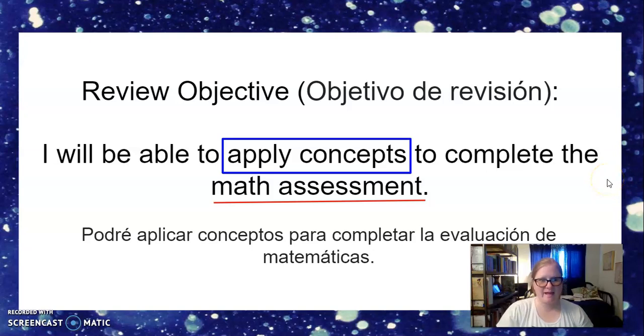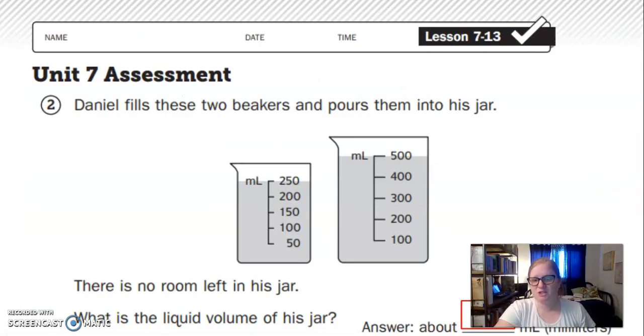All right, so your math objective for today is, I will be able to apply concepts to complete the math assessment. So I'm going to go over each of the problems and say them verbally, and also provide you any clarification on some of the problems, because not all of them you can do the way that it says to do it. So first problem.